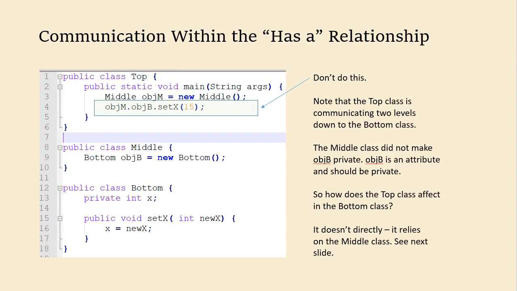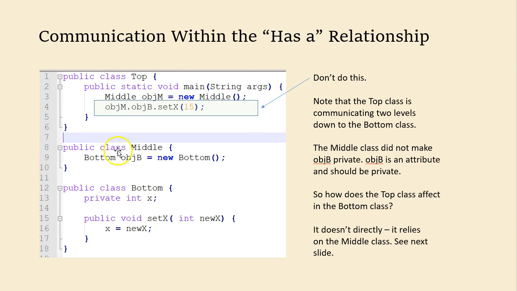Okay, communication within these objects. Here I've got an example. I've got three classes, and I've put them all in one file, which you should never do, but this is just for presentation purposes. So I've got this class Top, I've got this class Middle, and I've got this class Bottom. And Top contains an object of the class Middle, so Top has a Middle. And we're going to call that object M for middle. And Middle has another object in it, right? Middle has a Bottom. Top has a Middle, Middle has a Bottom, so there's our nesting.